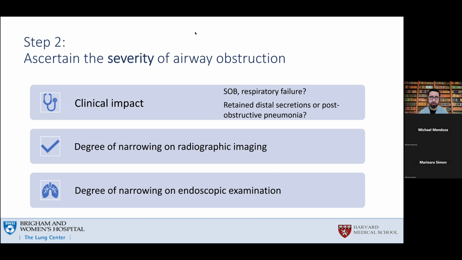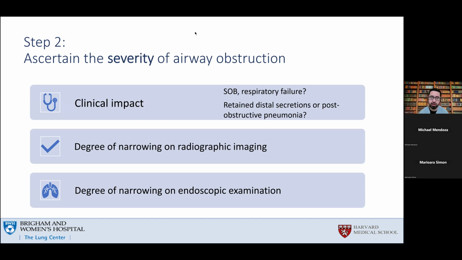But that's not the only thing, figuring out the source of the obstruction. Just because we've identified the source of the obstruction does not mean the patient has to be condemned to an intervention. You have to ask yourself, what's the severity of that airway obstruction? Is it even worth trying to fix? So how do we figure that out? Well, we look at various things.